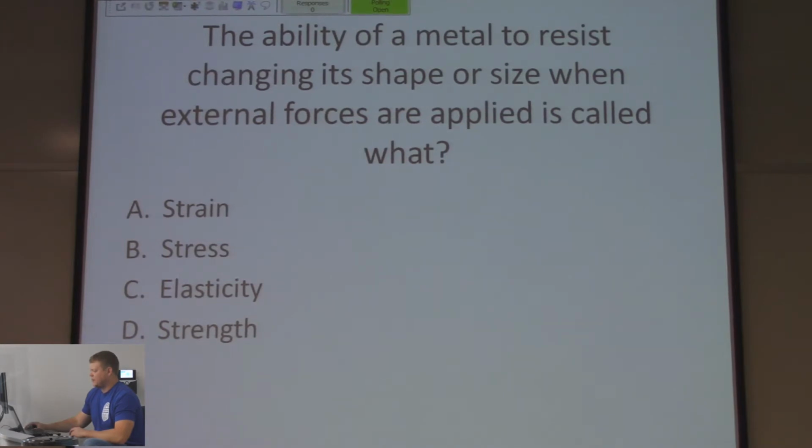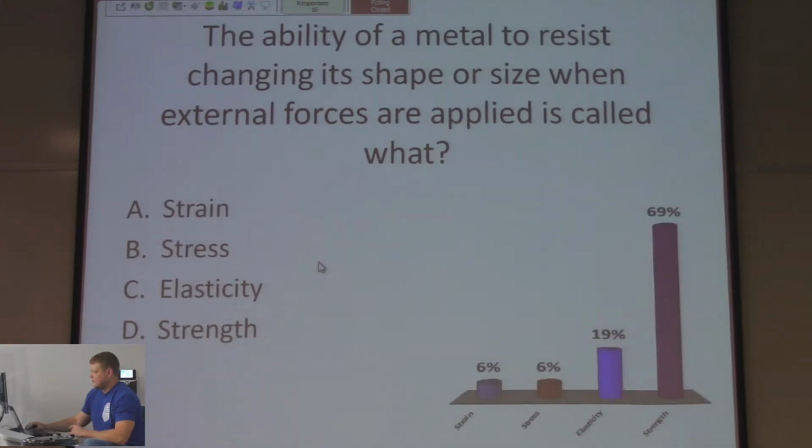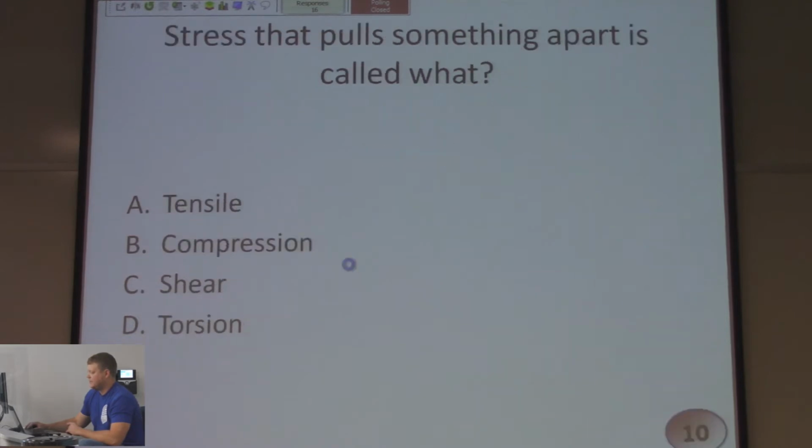The ability of a metal to resist changing its shape or size when external forces are applied is called what? Strain, stress, elasticity, or strength? Strength, 69% of you were 100% correct.